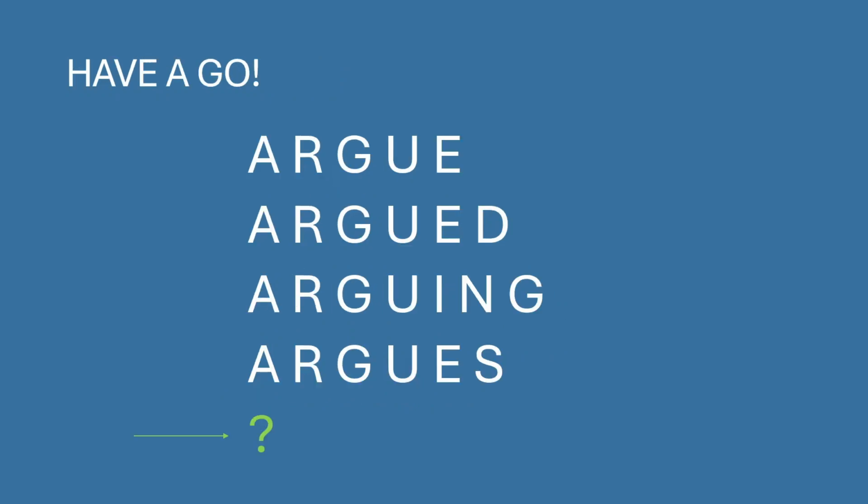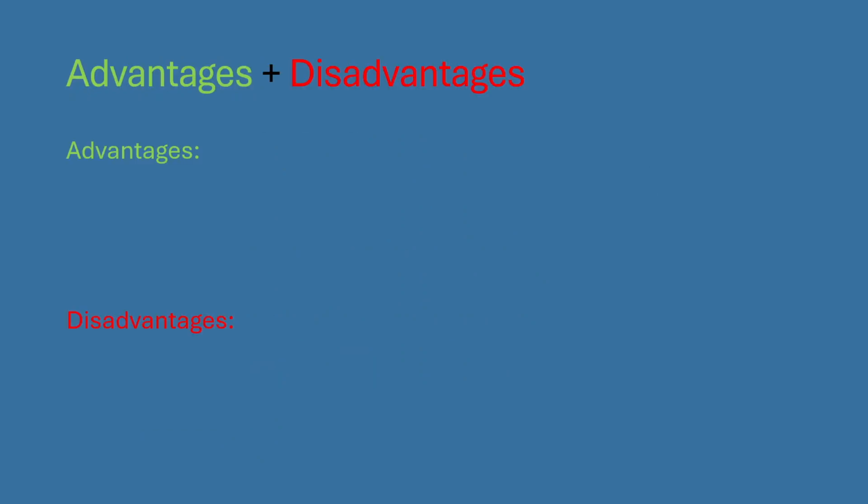Okay, here's an example that you can try yourself. This one is slightly different to the others, but it will get you to think about how stemming works. I'm not going to reveal the answer, but if you think you know, then you can write your answer in the comments. So now let's look at the advantages and the disadvantages.